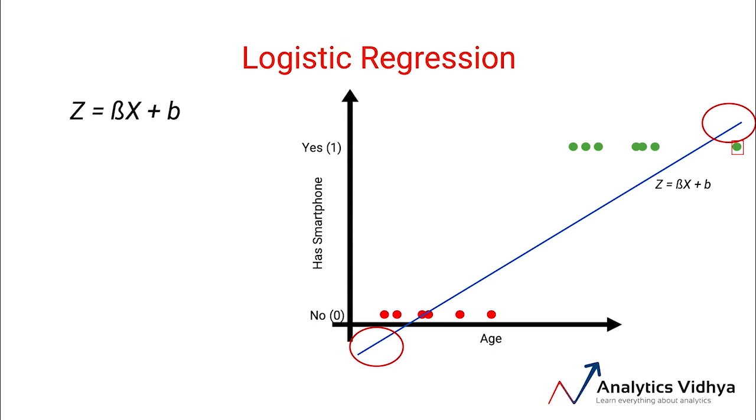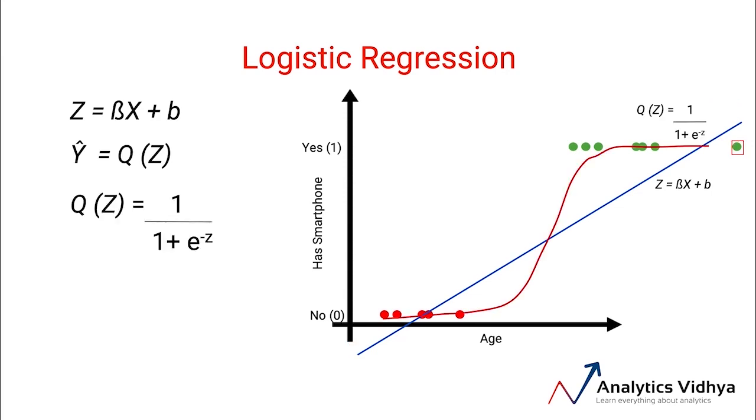So let's try and build logistic regression. So let's say that we have the equation of this line, which is z = βx + b. We are already aware of the properties of this line. Now what I actually need is a function of z which transforms this line into something like this, where the values are between 0 and 1. And this is where a sigmoid function, which is also known as a logit function, comes in handy.